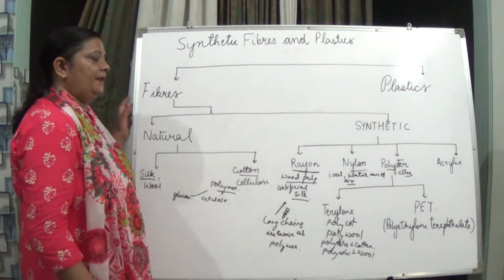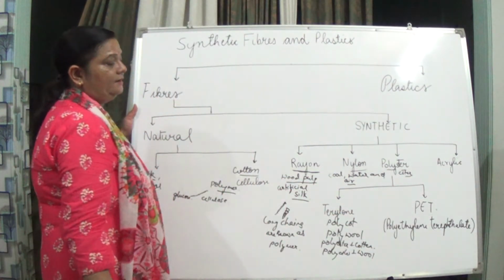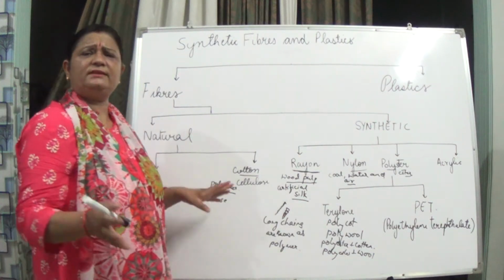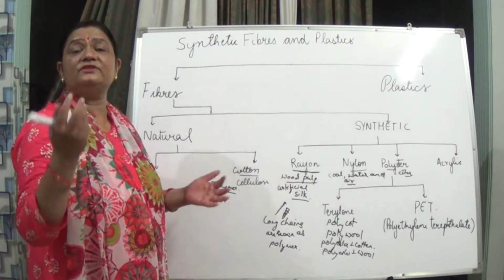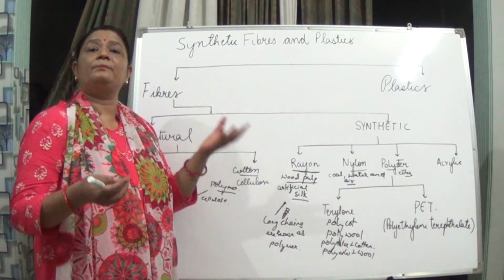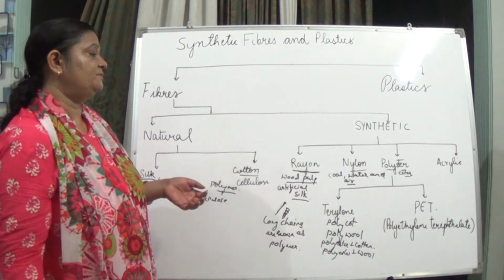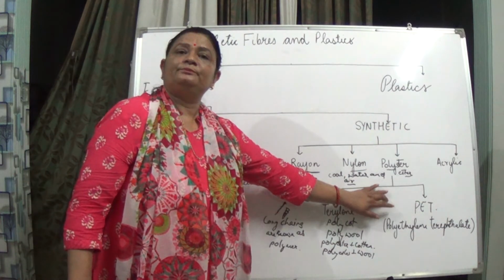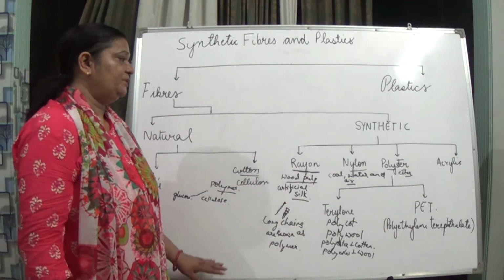Okay. Now, PET. PET is what? Polyethylene terephthalate. Here, all the plastic things which we see, the plastic containers present in the kitchen, the bottles in which you keep water and put it in the fridge, all are made of this polyethylene terephthalate.